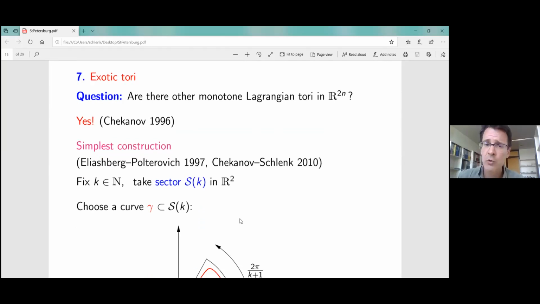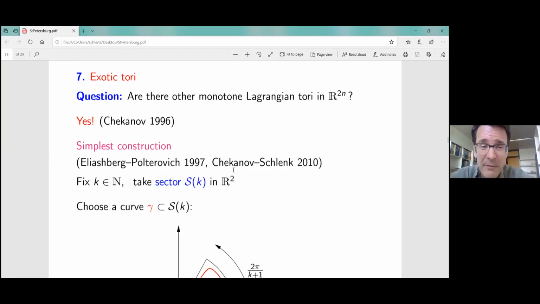And already in R^2n, this was open until '96, and then Chekanov constructed exotic tori. So he gave a somewhat different construction. Now I will repeat the easiest one you can invent. It was done for the case k equal to 2, which I will give now, by Eliashberg and Polterovich shortly later, and then I generalized it a bit with Jura. So this construction is like this.